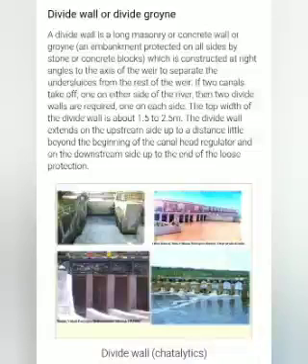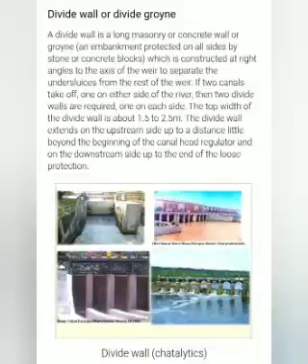Then divide wall or divide groyne. A divide wall is a long masonry or concrete wall or groyne which is constructed at right angles to the axis of the weir to separate the undersluice from the crest of the weir. Top width of divide wall is about 1.5 to 2.5 meter. The divide wall is extended on the upstream side to a distance little beyond the beginning of the canal head regulator and on the downstream side up to the end of the loose protection.